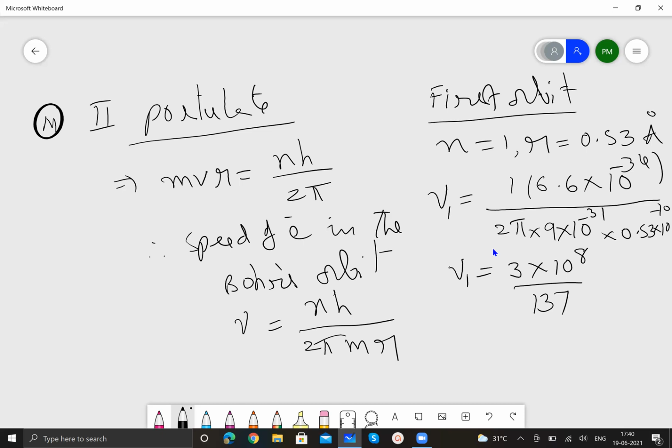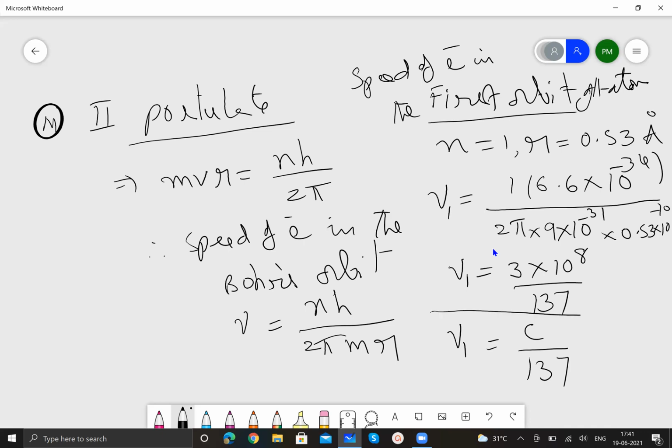3 into 10 to the power of 8 is nothing but the speed of light. Therefore, the speed of electron in the first orbit of hydrogen atom is C by 137. Simple. Very, very important deduction.